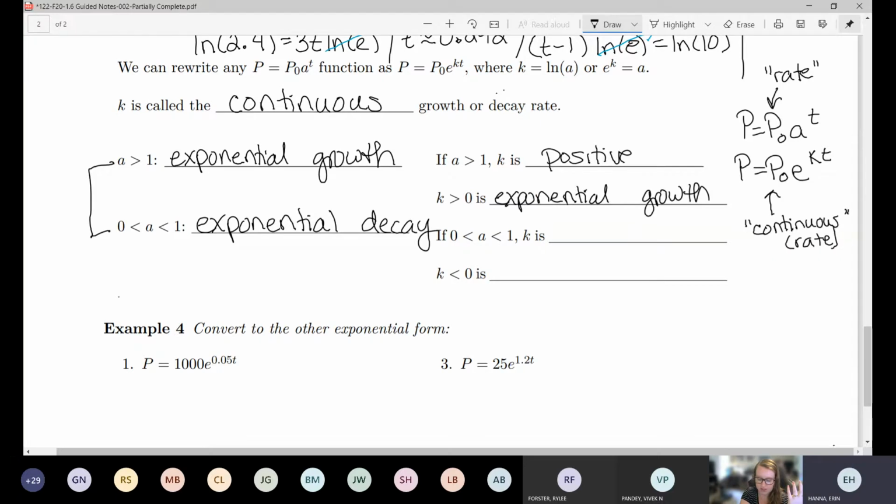So it's essentially giving us a new way to tell, with this new form, if it's exponential growth or decay. Well, it depends on the k value. Is the k value positive? Or in the other case, if a was between 0 and 1, k turns out to be negative. So if k is negative, we have exponential decay. Decay. Let me rewrite that a.